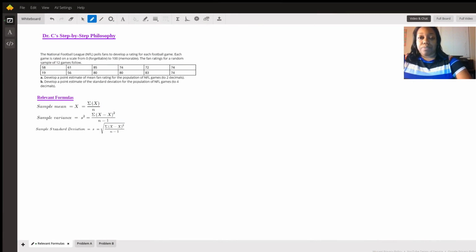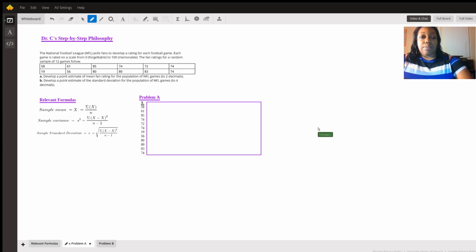Today we will be going over how to calculate a mean and how to calculate a standard deviation. So we're given this prompt here, and before we do anything, I strongly advise that you write out the relevant formulas for how to calculate all of these items that they're asking you for. So we have the formula for mean, we have the formula for variance, and we have the formula for standard deviation. Okay?